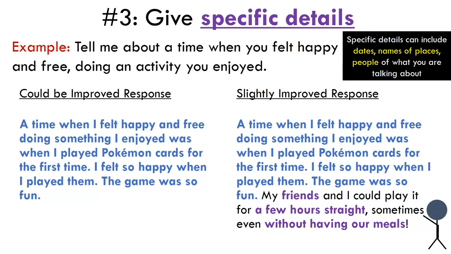So the good thing is that the first one actually mentioned something specific, something about Pokemon cards, okay, but the second one goes on to give more details. So that's what you want to do in an oral examination. Make sure you give details, specific details, names of places, names of people as well. So in this case, the second one, you can elaborate now. Who are these friends? They are my primary school friends or whoever it is, okay, so on and so forth.